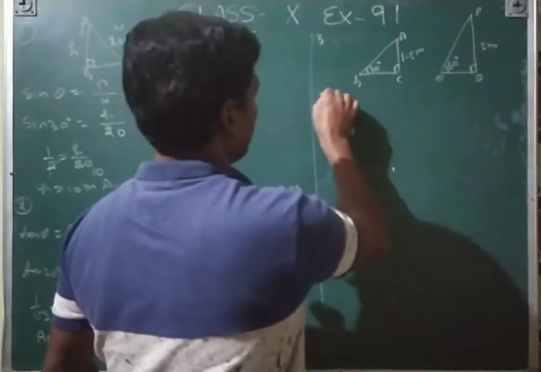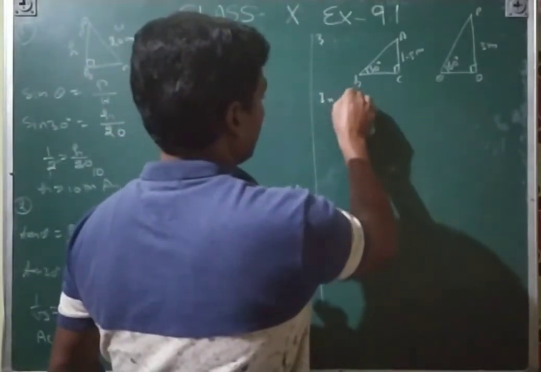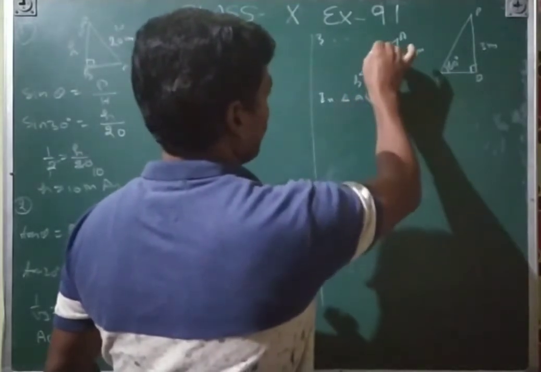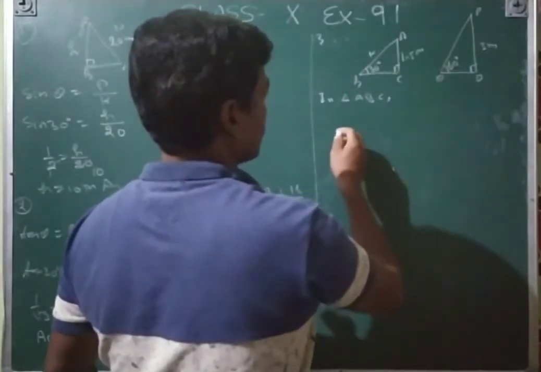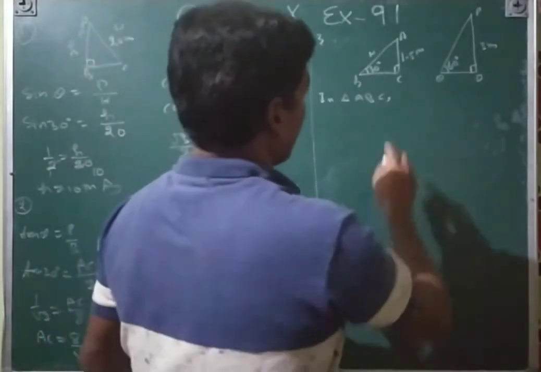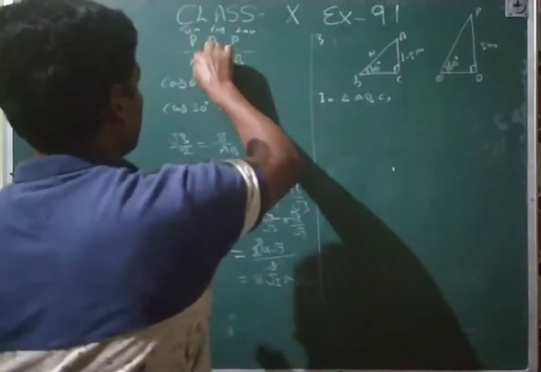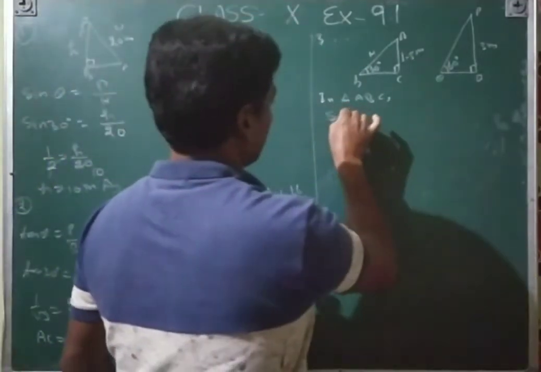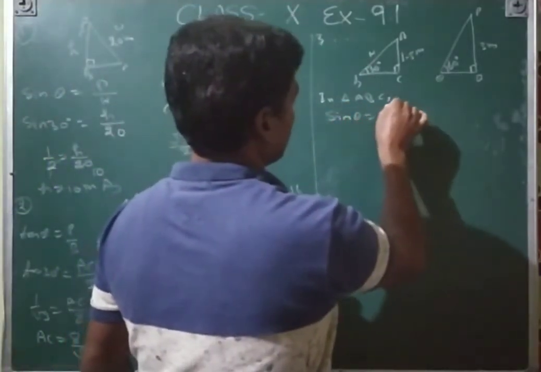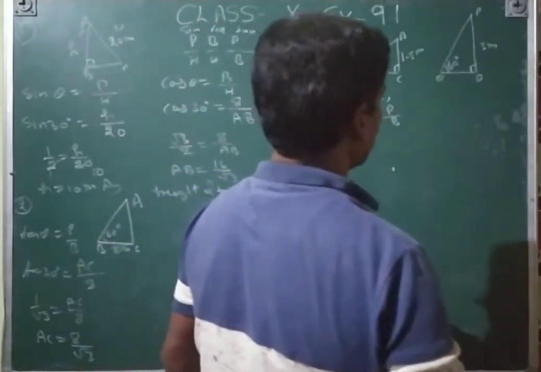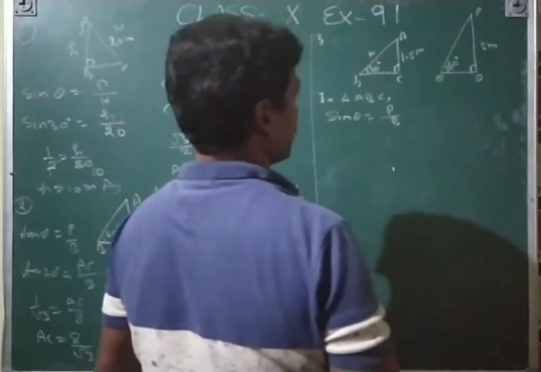So you will write in triangle A, B, C. We need to find the hypotenuse, and the perpendicular is given. Perpendicular and hypotenuse, that is sin theta. So sin theta is equal to perpendicular upon hypotenuse.